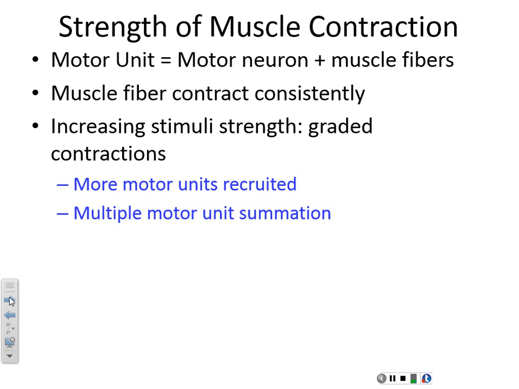So motor units are recruited when you do more work, when the stimulus is getting stronger, all right? And then multiple motor unit summation is when you have more motor units being called up to do more work, all right?